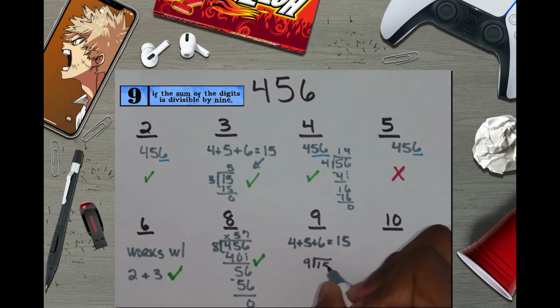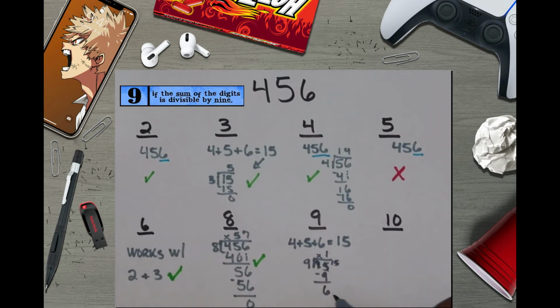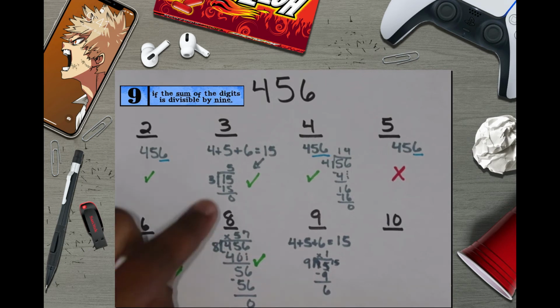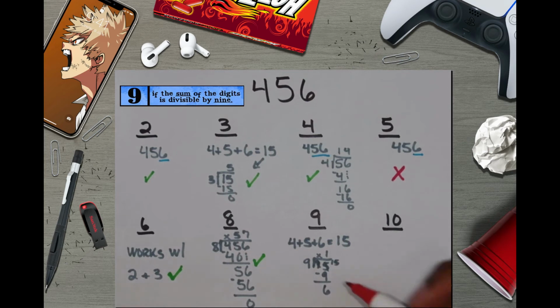9 into 15. Can 9 go into 1? No, it can't. Can 9 go into 15? Yep, once. That turns into a 9, that turns into a 0. When I subtract 9 from 15, I get 6. This is going to end up giving me a remainder, and if I need to keep working, I have to annex a 0. As soon as I don't get a 0 for my answer, like I did for 3, 4, or even 8, that means this is not going to work.